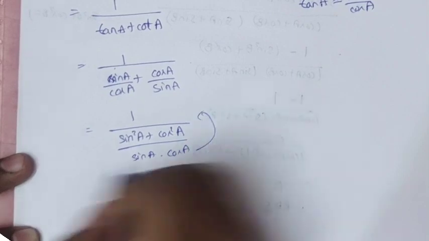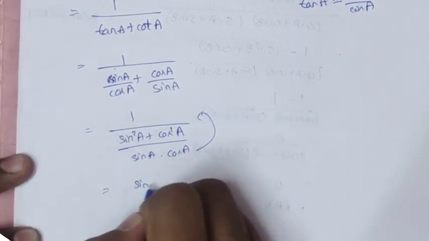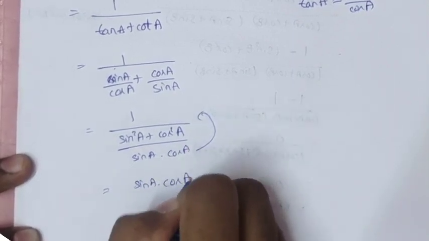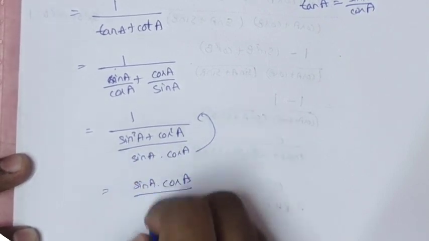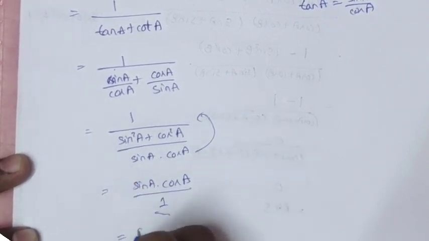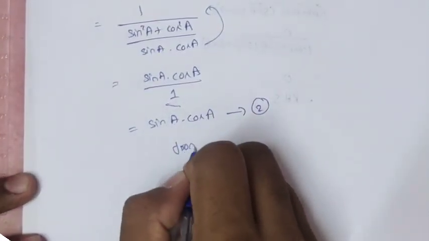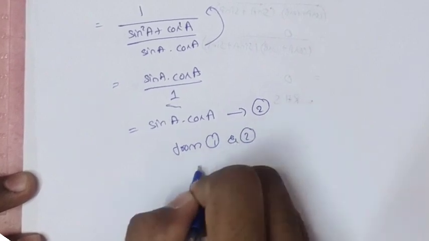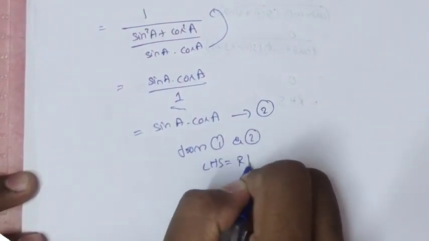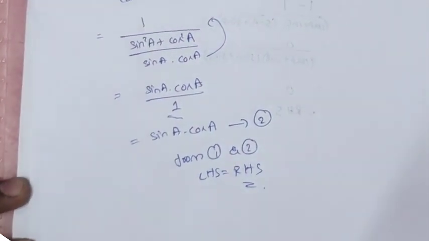So if we cross multiply, this goes to the numerator. So sin A cos A divided by sin square A plus cos square A, which is equal to 1. So that implies sin A into cos A. If we consider this as equation number 1, then from equation 1 and 2, LHS is equal to RHS. So this is our proof. Got it?